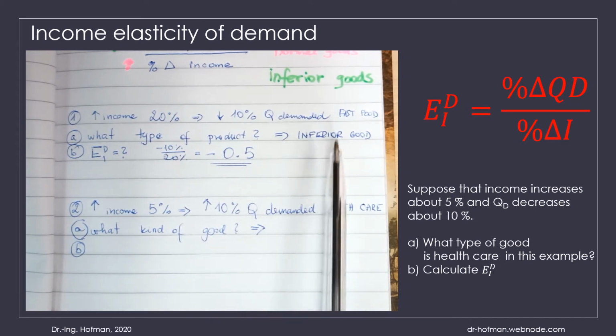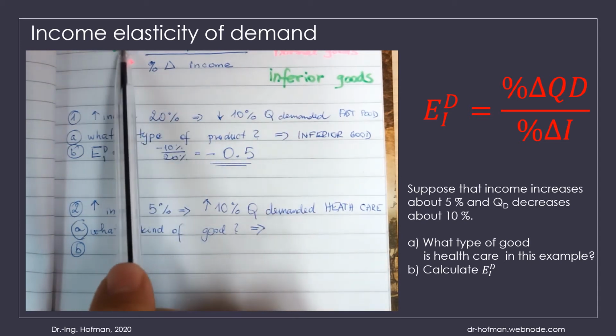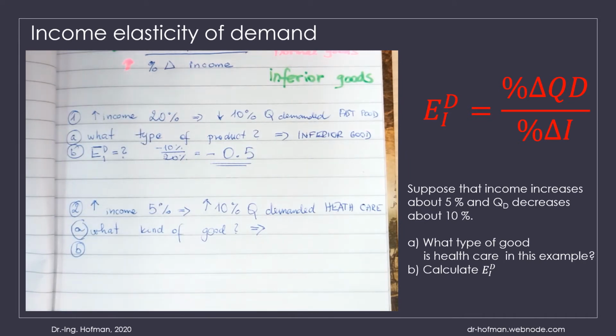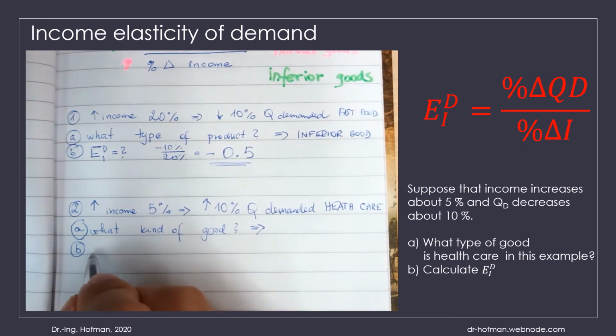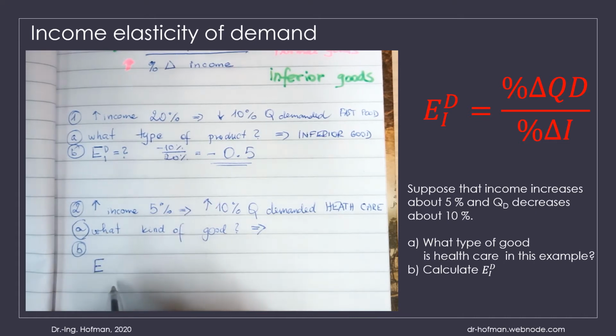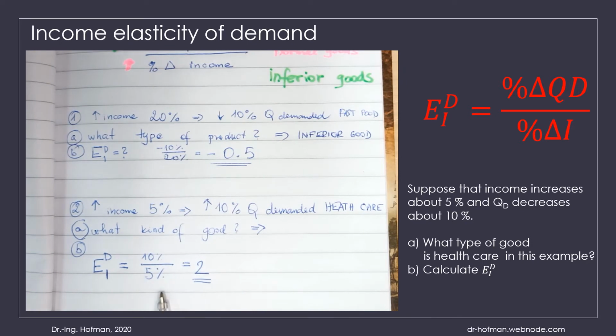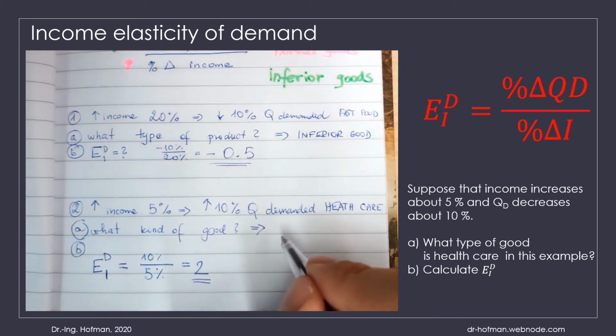So we had inferior good, where you see the green field, and normal good, where you see the purple. Let's see, when our income increases by 5%, our demand for healthcare increases by 10%. Income elasticity of demand is the 10% change in quantity over 5%, which equals 2. It's positive. That's why it is a normal good.